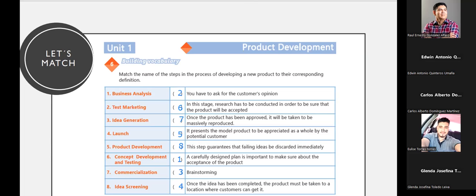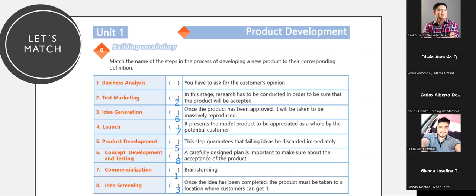Díganme, por favor, porque si no, no paso. A ver, cuéntenme, ¿vamos bien? Are we okay so far? So far, so good.